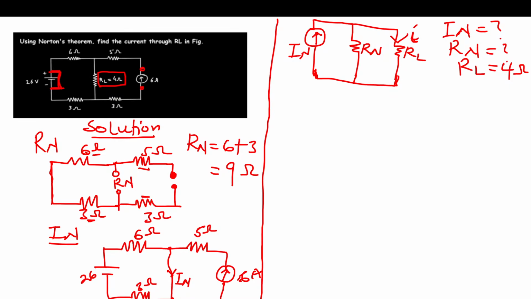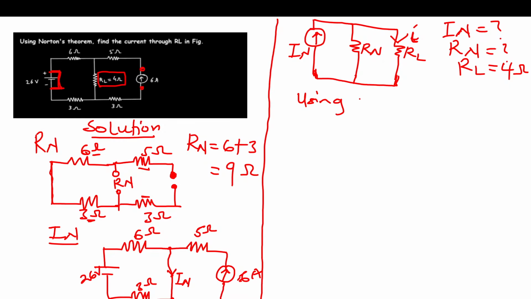So you can choose to use KVL to solve for In, and then you can use superposition as well. Yes, you should be able to use superposition. Okay, let's try that. So now the goal here is to find In. The technique that's going to help you find In, you choose it. I think we can use superposition when the 26 V is acting alone, and then also when the 6 amperes is acting alone. So yes, let's use superposition.